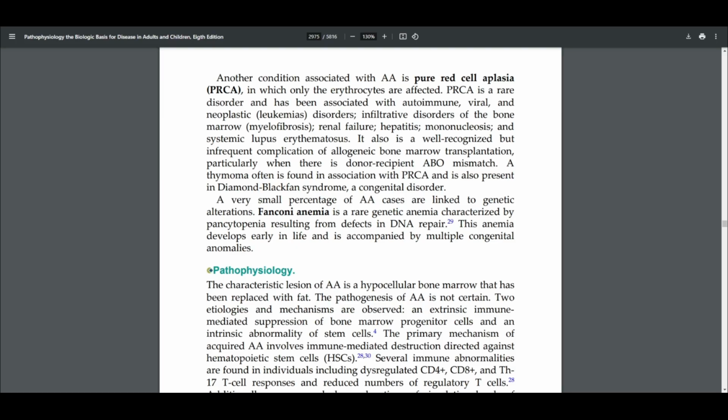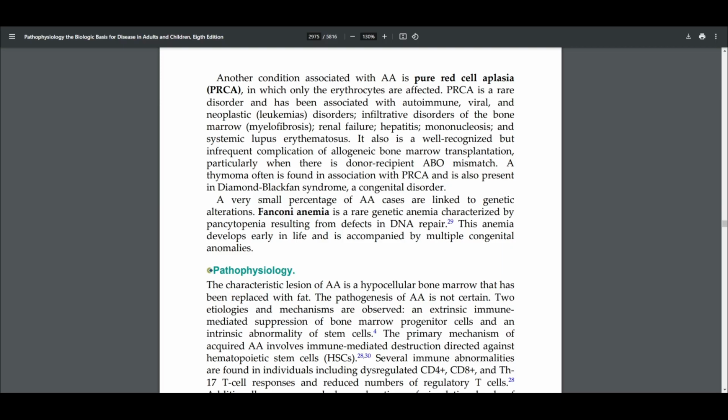are affected. PRCA is a rare disorder and has been associated with autoimmune, viral, and neoplastic disorders, infiltrative disorders of the bone marrow, renal failure, hepatitis, mononucleosis, and systemic lupus erythematosus. It also is a well-recognized but infrequent complication of allogenic bone marrow transplantation, particularly when there is donor-recipient ABO mismatch. A thymoma often is found in association with PRCA and is also present in Diamond-Blackfan syndrome, a congenital disorder.